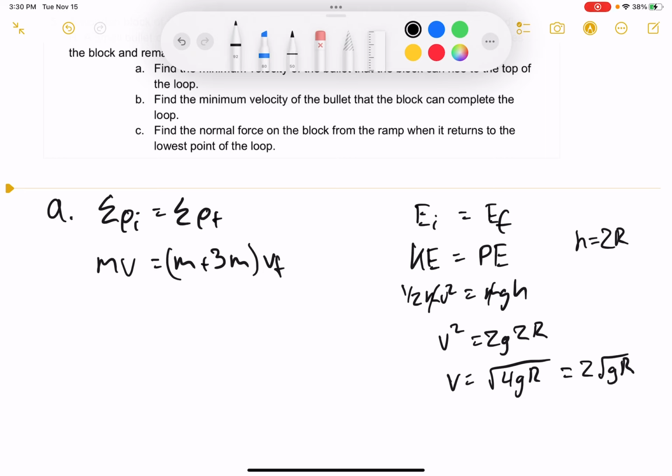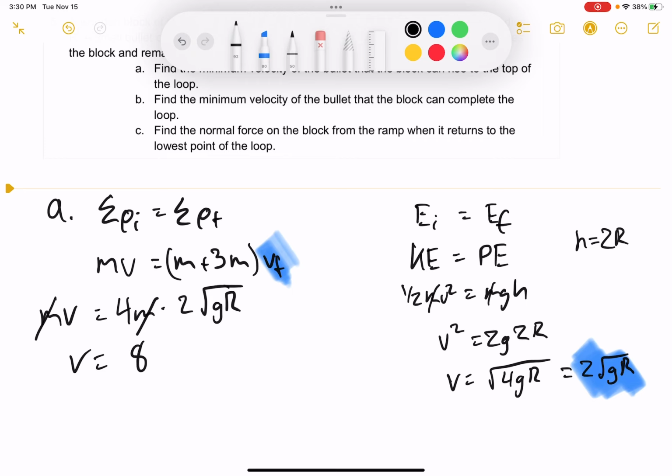So what I'm going to do is take this velocity that I just solved for and plug it in over here. So now I have mv equals 4m times 2 root gr. Now m cancels on both sides because that's the same m, and so I'm left with just v equals 8 root gr. And that would be my final answer for part A.